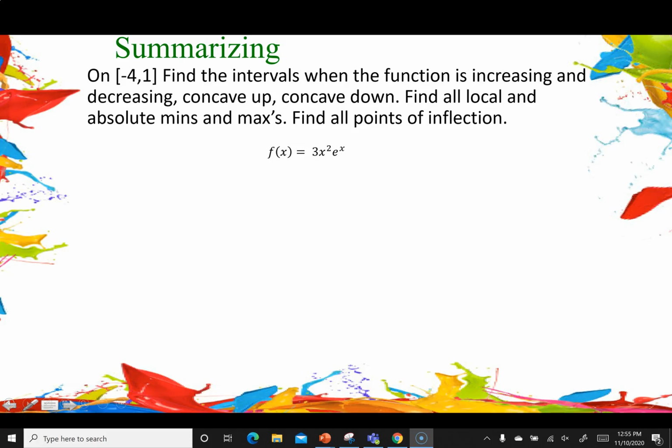On [-4, 1], find the intervals when the function is increasing and decreasing, concave up, concave down, find all local and absolute mins and maxes, find all points of inflection.